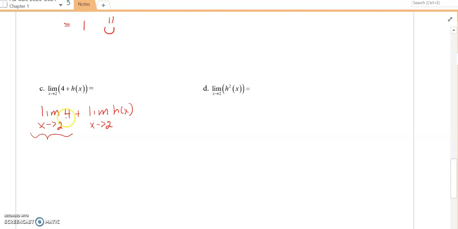Again, we have to know we're taking the limit of a function. This is a function of 4. So the output is always 4. So no matter what x approaches, y is approaching 4. If we go back to our rule at the top, we see that the limit as x approaches 2 of h of x is 2, and this limit is 6.